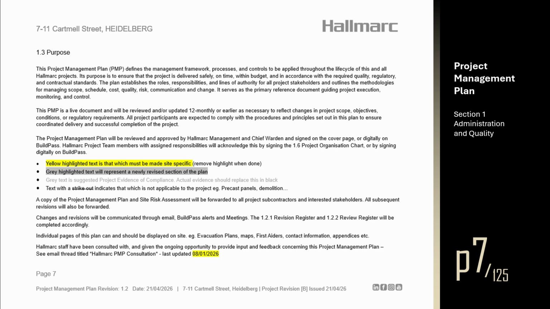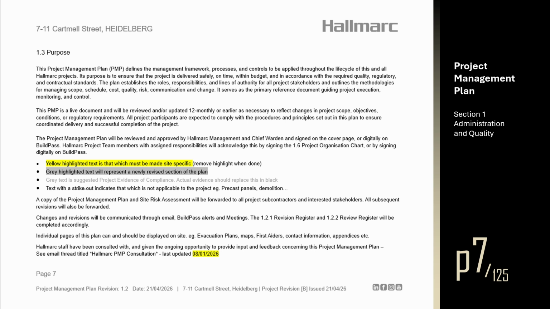The project management plan will be reviewed and approved by Hallmarc Management and Chief Warden and signed on the cover page, or digitally on BuildPass. Hallmarc project team members with assigned responsibilities will acknowledge this by signing Section 1.6, the Project Organization Chart, or by signing digitally on BuildPass. Yellow highlighted text is that which must be made site-specific. Remove highlight when done. Gray highlighted text will represent a newly revised section of the plan. Gray text is suggested project evidence of compliance. Actual evidence should replace this in black. Text with a strikeout indicates that which is not applicable to the project, for example precast panels or demolition.